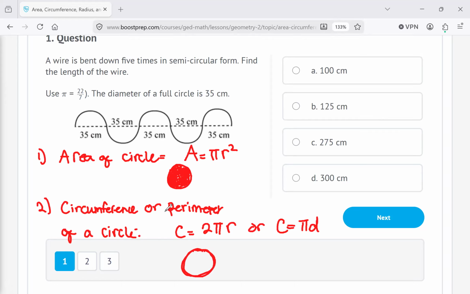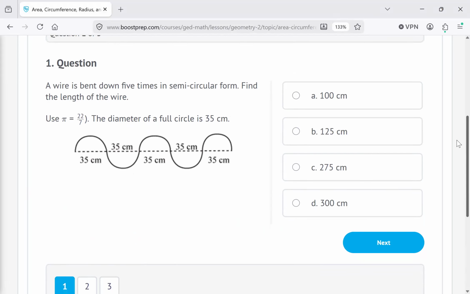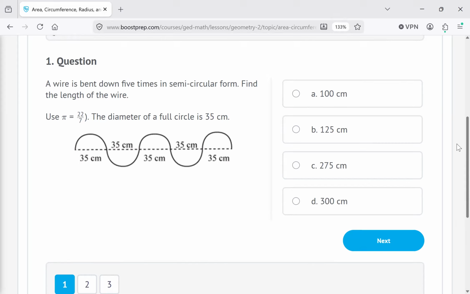Okay, so those are the two formulas we're going to use for the problems. I'm going to pause and do question one. Question one says a wire is bent 5 times in a semicircle form. Find the length of the wires. Use pi as 22 over 7. The diameter of a circle is 35 meters. So they're asking you to find the length of the wire.